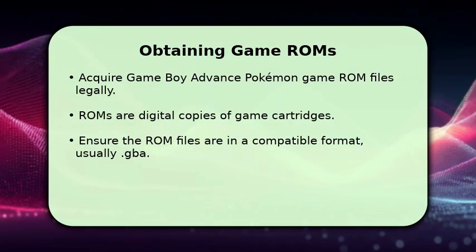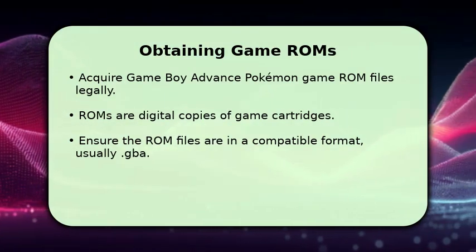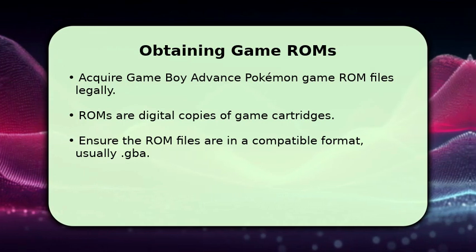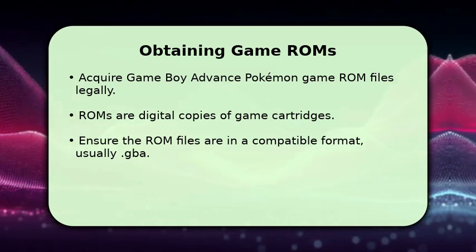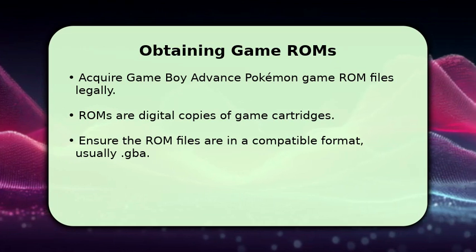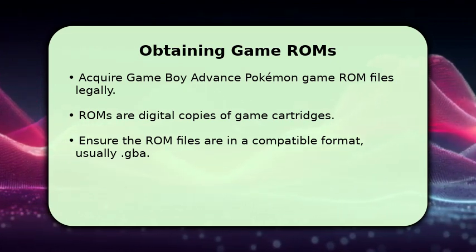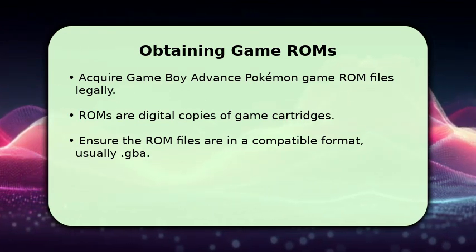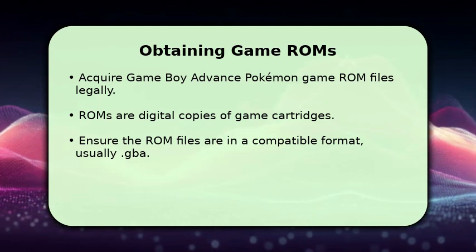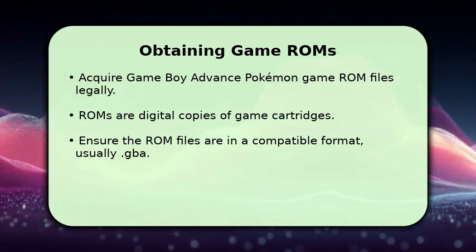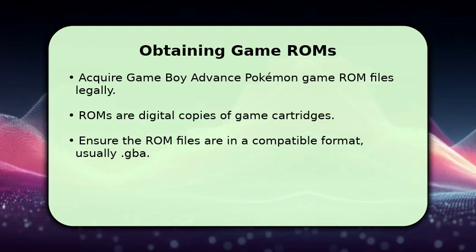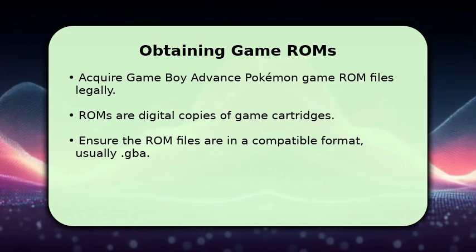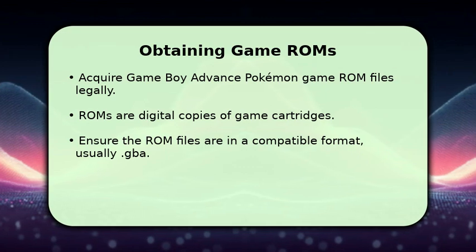versions. Once your emulator is installed, the next step is to obtain the Game Boy Advance Pokémon game ROMs. These are the digital files of the games themselves. It's crucial to acquire these ROMs legally, for example, from games you already own. Ensure the files are in the correct GBA format. After downloading, transfer these ROM files to a specific folder on your Android device, perhaps one named GBA ROMs for easy organization and access by your chosen emulator application.